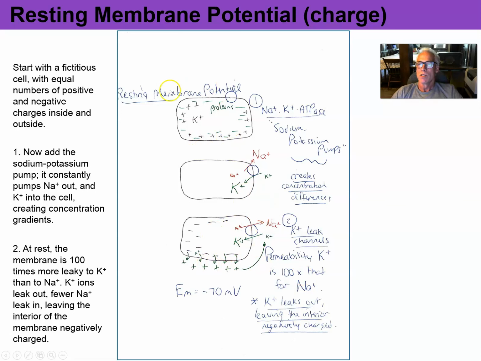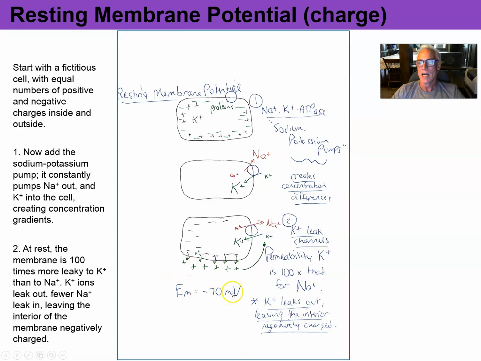So we started out with a nice even balance of plus and minus charges. Now we're letting some positive charges escape, and the result is we're going to have a relative excess of negative charges inside the membrane. That is the resting membrane potential or charge. It's like a little battery. There's negative charges inside and a net excess of positive charges on the outside of the membrane.